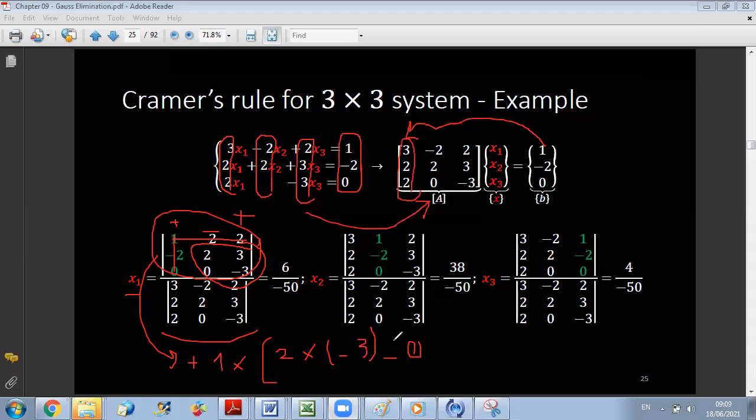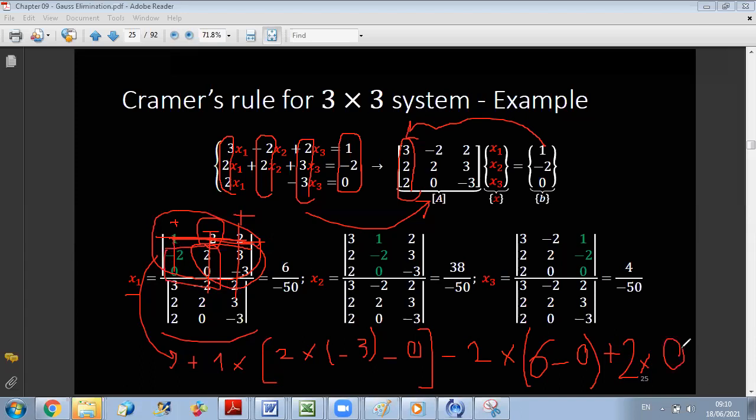Okay, and then the second term is minus 2 times. I drop now this row and this column. So I get minus 2 times minus 3, which is plus 6, and minus 0 times 3, so it's minus 0. And the final term is plus 2 times. I now drop the column and row of 2, I get these 4 elements, and as you can see, it's 0.